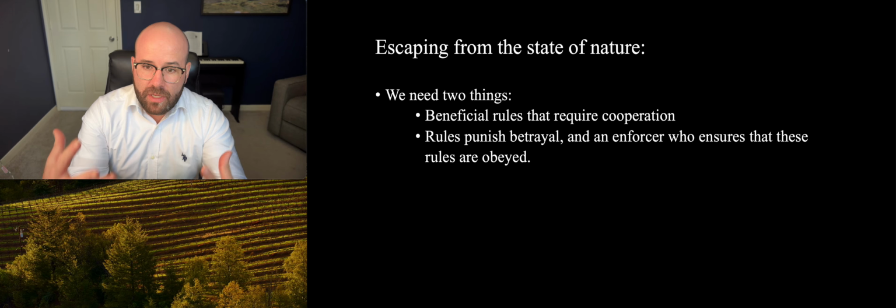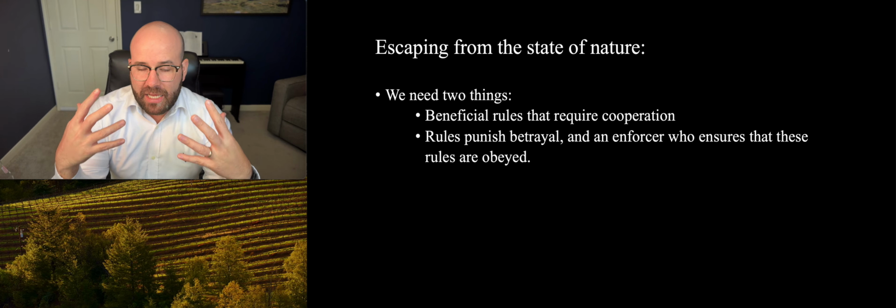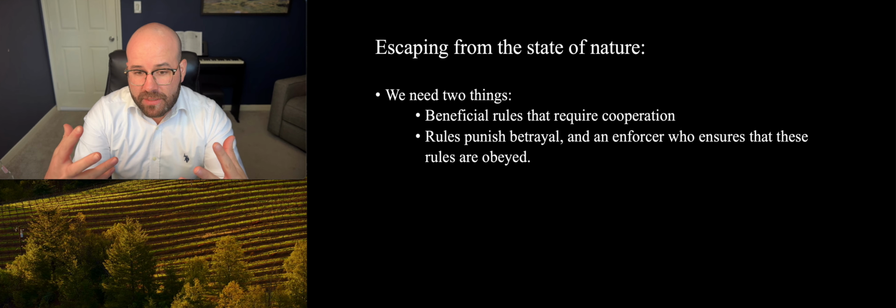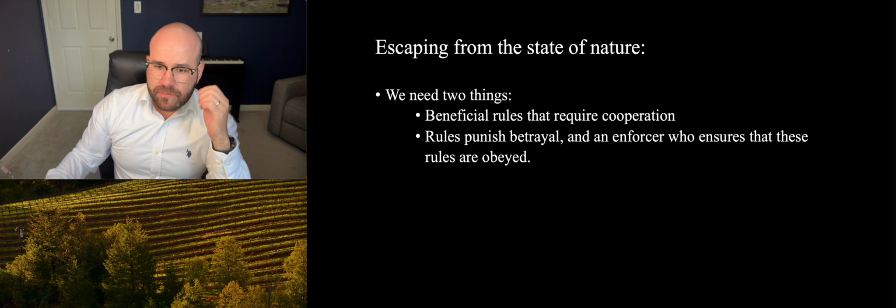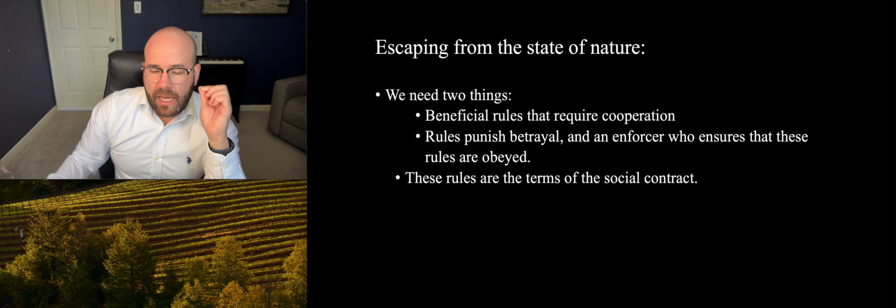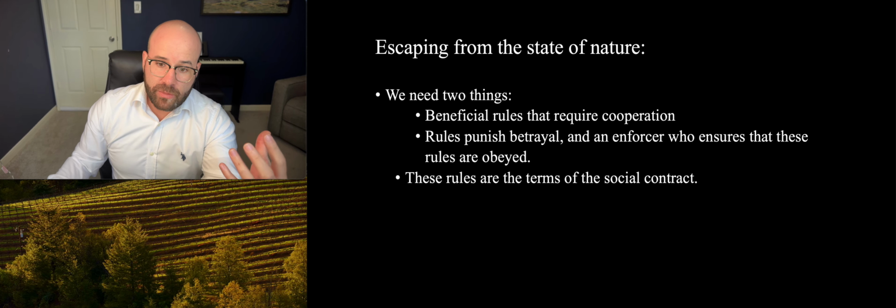So again, that's just an analogy. Likewise, in real life, according to Hobbes, we need an enforcer, most likely the government. And we need a government that will prescribe rules or laws that are beneficial and that we all cooperate to bring about, right? And these rules would be the terms of the social contract. And remember, these are ultimately the rules that determine morality on this view.